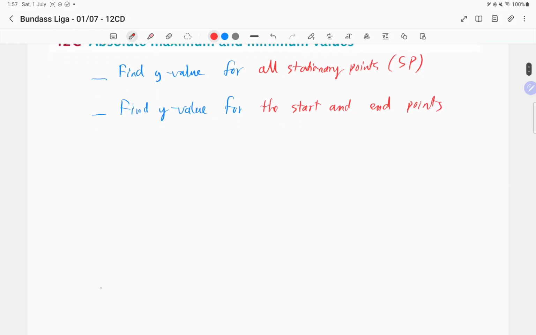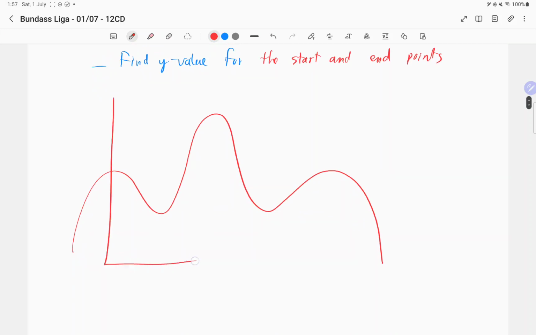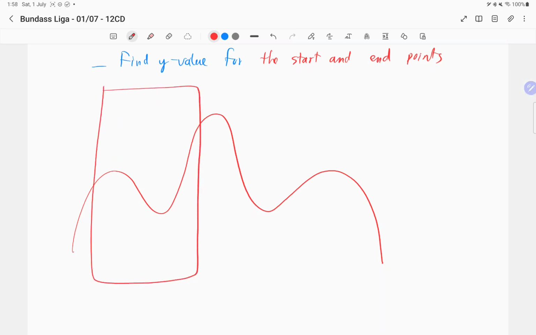So let's say I have a function that looks like this. I'll create a window, a domain, so let's say you set a domain between 2 values, A and B, which creates a window like that. If I have a domain between this one and that one, what's the absolute maximum? This one will be the start point, this one will be the end point, this one is the local max, and this one is the local min.